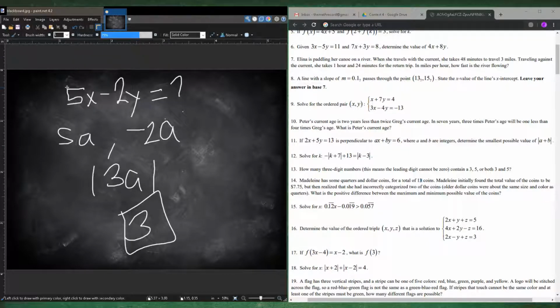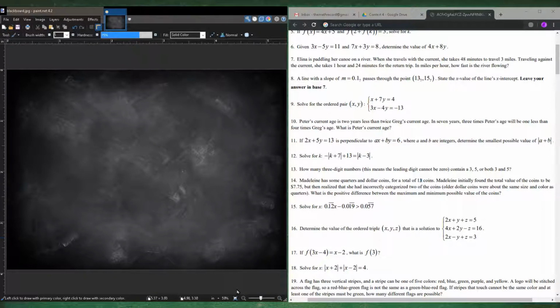So whatever you have for a problem like 11, just switch the x and y coefficients, make the y coefficient the negative version of itself, and then just add them together. That's the smallest possible value. Number 12, solve for k.